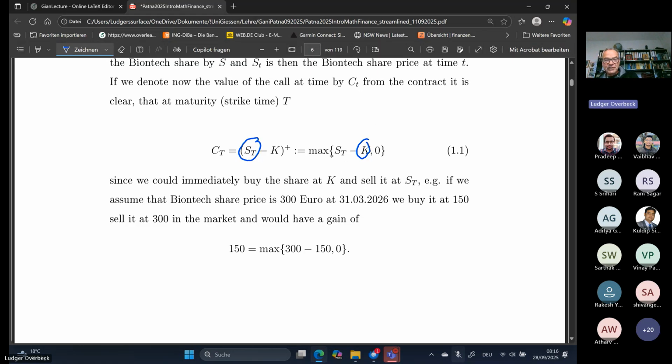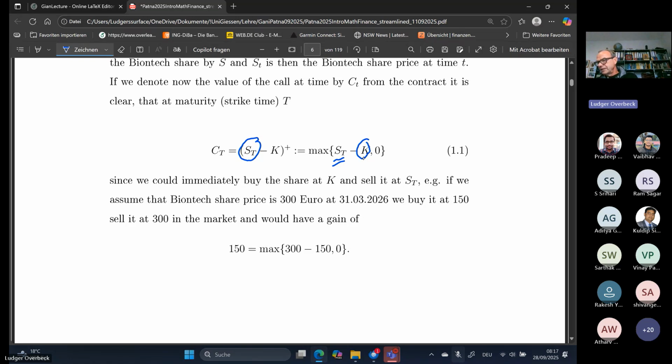So that's the value of the call option at time t. It's just this mathematical function depending on the value of the underlying at time capital T. And then you can make this amount of money out of this. If it's 300, you have to buy it for 150. You sell it for 300 in the market. That's a market price, put it like this. So if you want to have an immediate profit, you make 150.